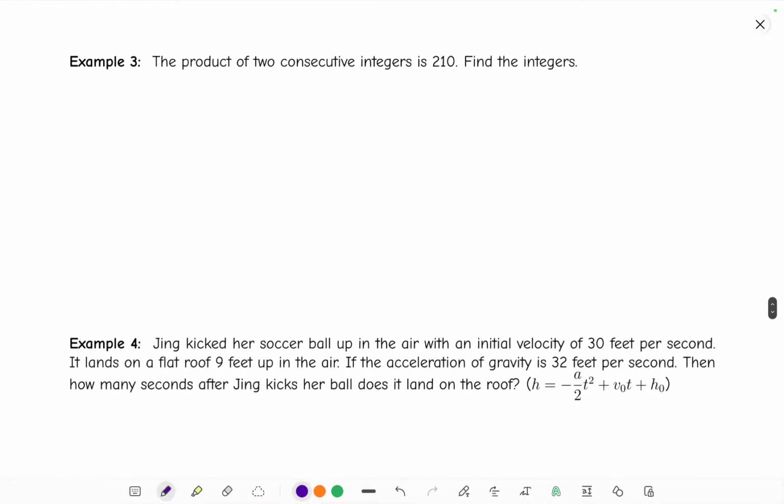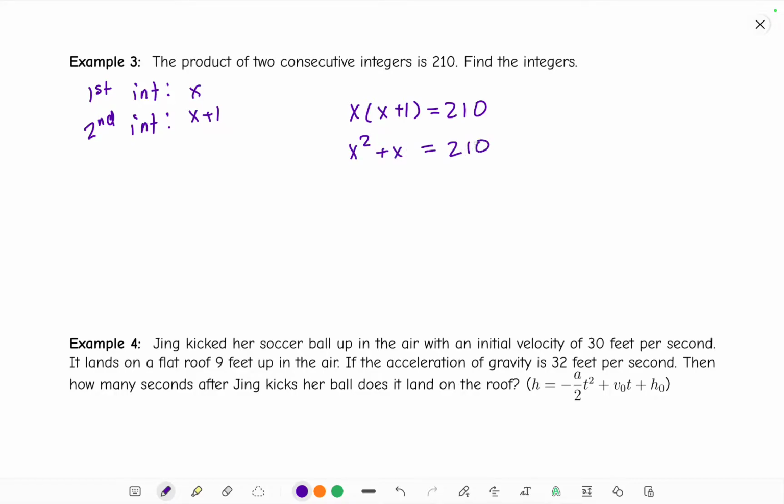Example 3. The product of two consecutive integers is 210. So remember, consecutive integers means that the first integer is x, then the second integer is one more than that, so x plus 1. So when I say the product of two consecutive integers is 210, that means x times x plus 1 equals 210, which gives us x squared plus x equals 210.